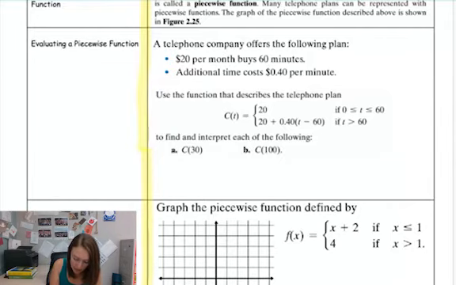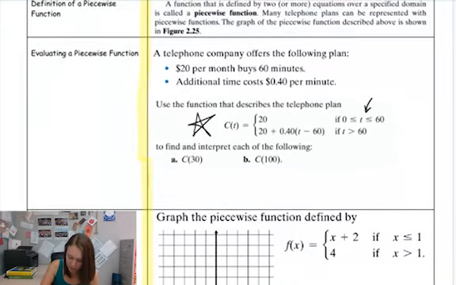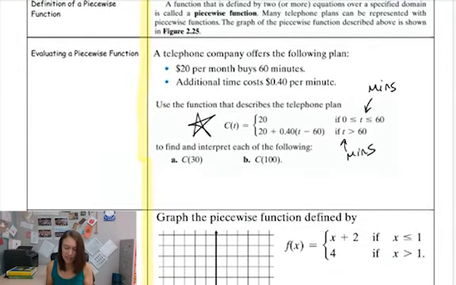So you can see we have a function c of t equals, and then there's 2 options. There's one, if your minutes are between 0 and 60 minutes, then you just pay $20. If your minutes are more than 60, you pay $20 plus 40 cents for each minute above 60. That's why they did t minus 60. So you're not paying 40 cents for all your minutes, just the ones above 60.